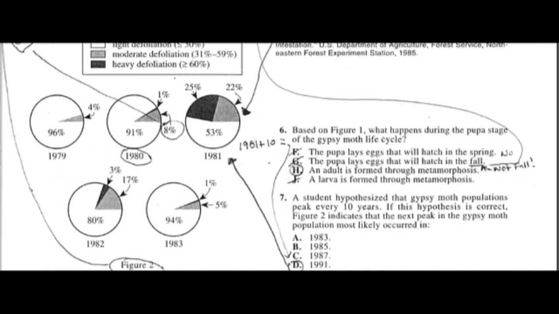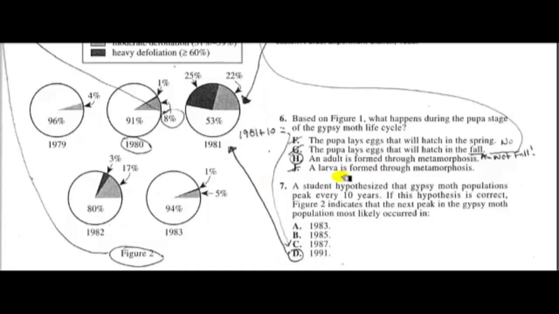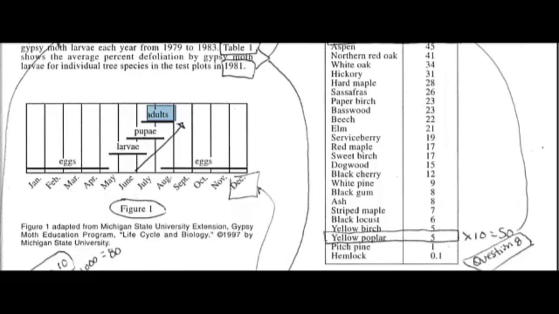Let's just take a look at J for fun. Answer choice J says a larva is formed through metamorphosis. Is a larva formed through metamorphosis? A larva is formed from an egg, which changes or metamorphoses into a larva. But what about a pupa? Or what about an adult? Half of the picture of this science passage is left out if you choose this answer choice.